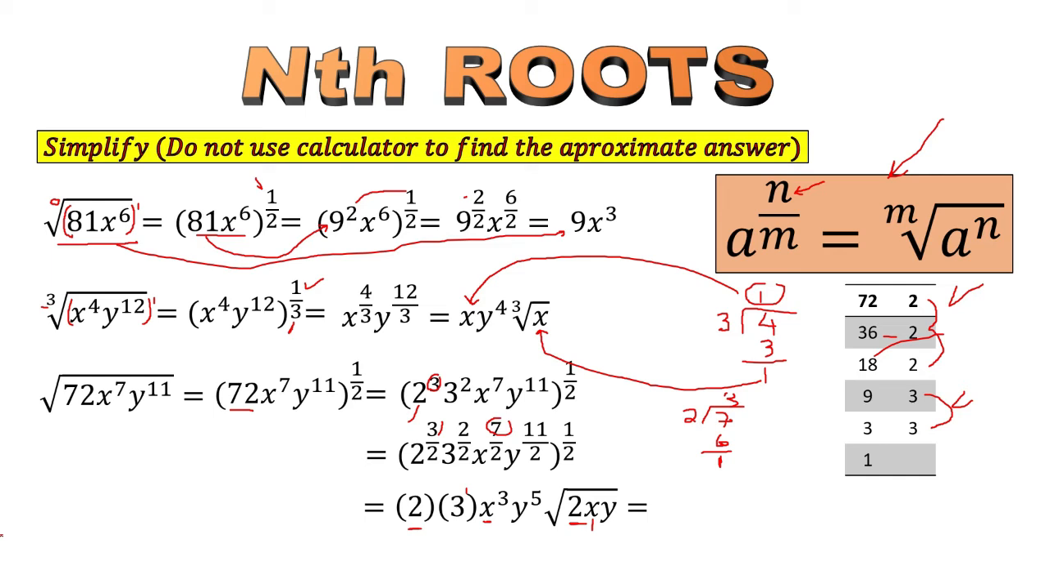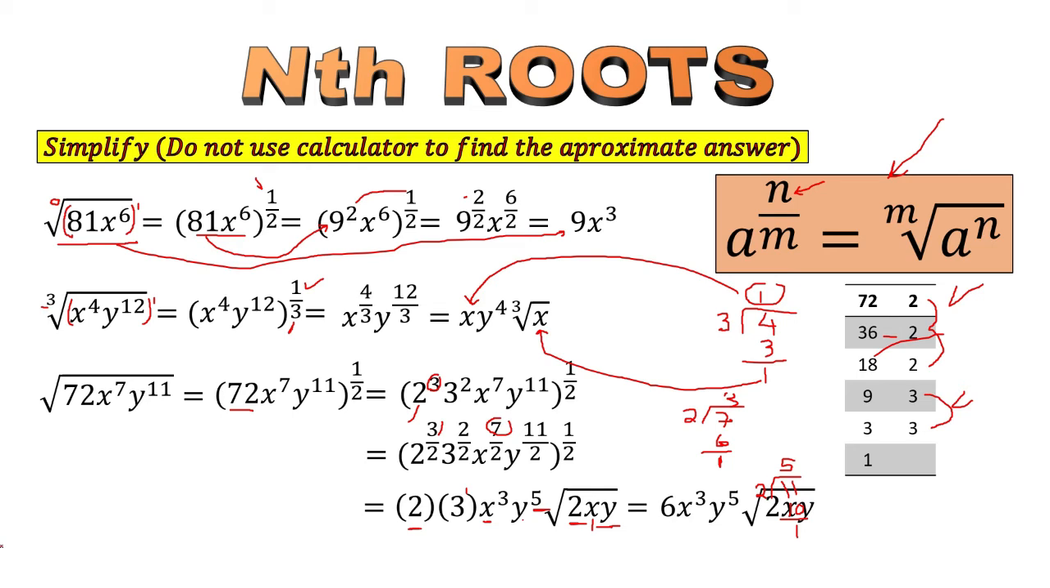And the same thing with the y. 11 divided by 2 is 5. And 5 times 2 is 10. And 1 is remaining. Now 5y upside and 1y inside. You do the divisions. The remaining is the exponent inside of the root. And the quotient is the exponent outside. The exponent upside you use in the corresponding variable.